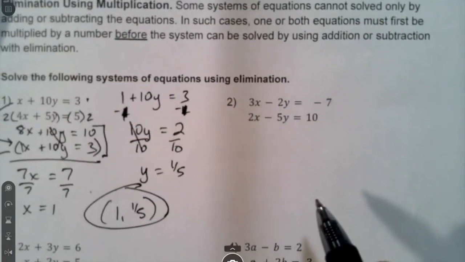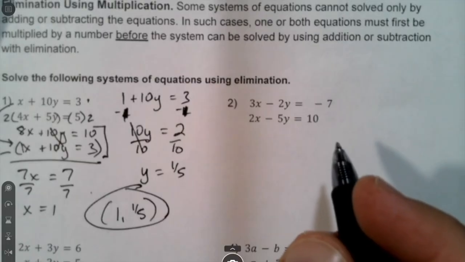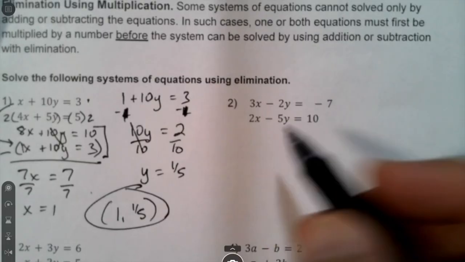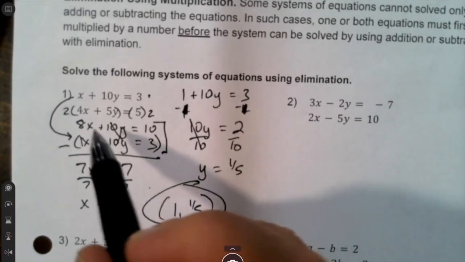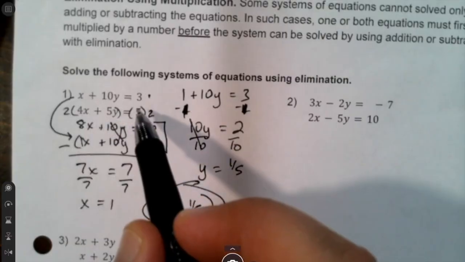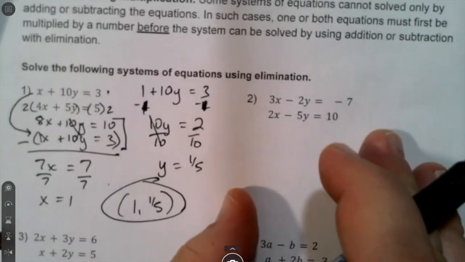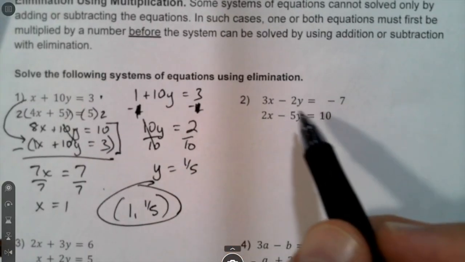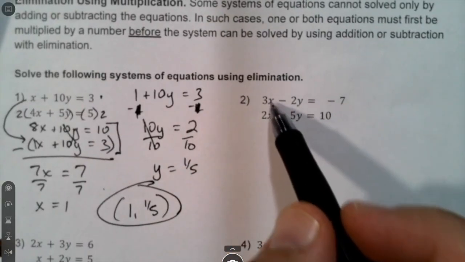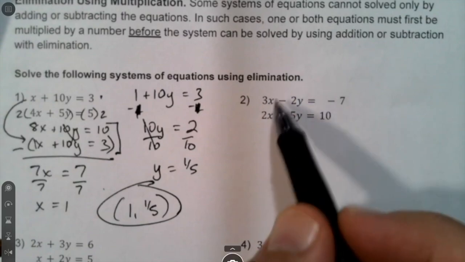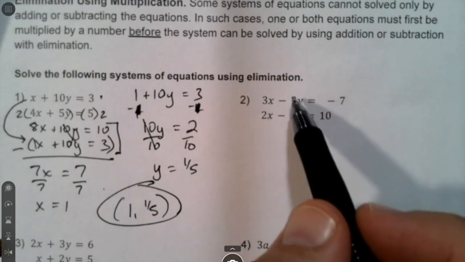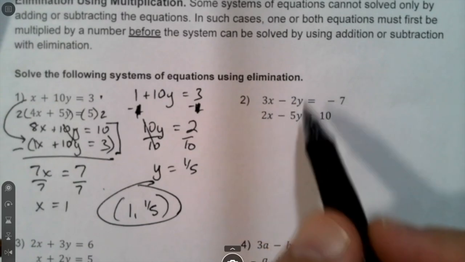Okay, now number 2 honestly represents about the hardest we'll get because on number 1, we were able to just multiply one of the equations by a number to make things match up. And that will happen plenty of times. But there will be times like number 2 where I can't just multiply 3 by a whole number and make it equal to 2, or vice versa. I can't just multiply 2 by a whole number and make it equal to 5, or vice versa.